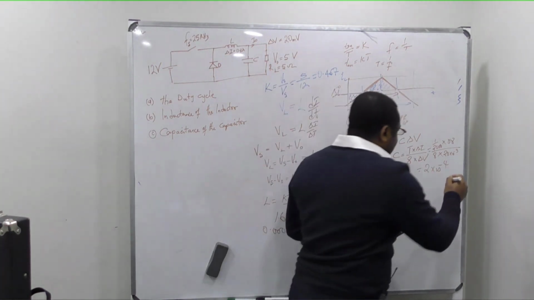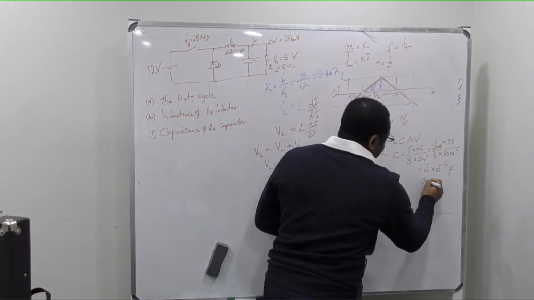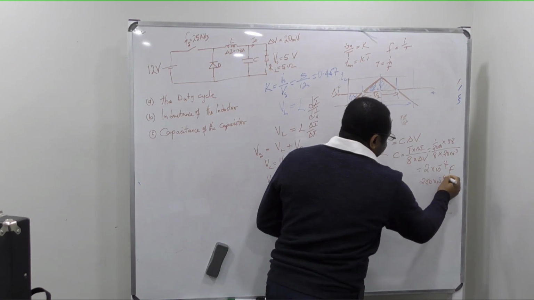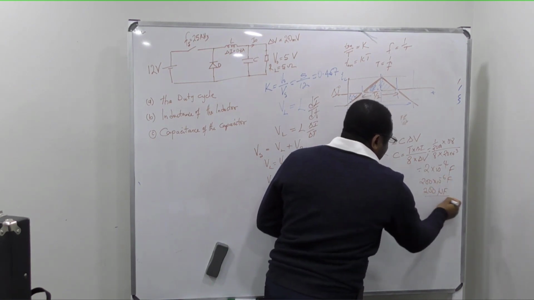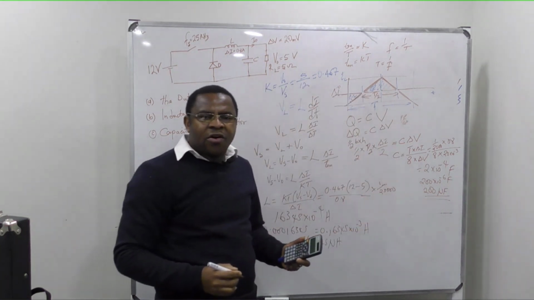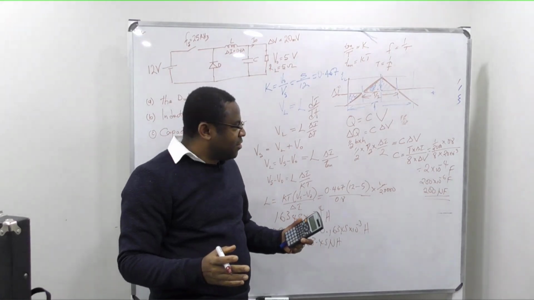Okay, farad, isn't it? Which you can write as 200 times 10 to the power minus 6 farad, or 200 microfarad, as the capacitance of that capacitor. Did you get that? All right.